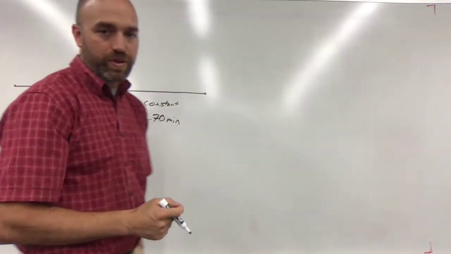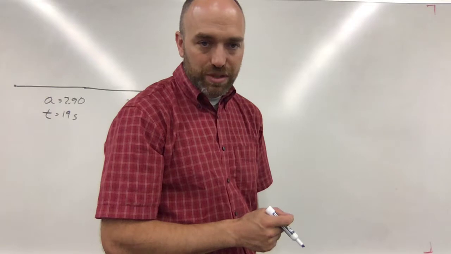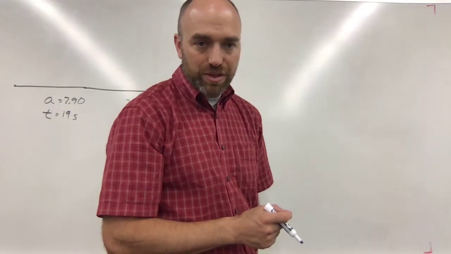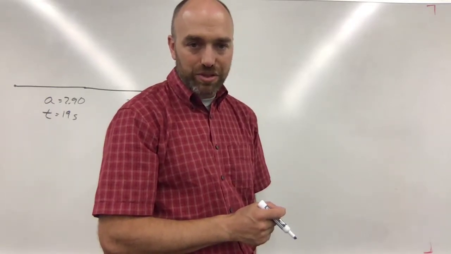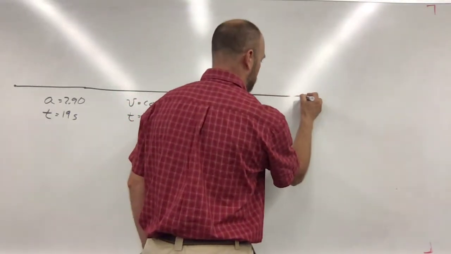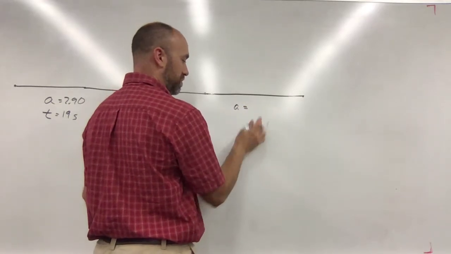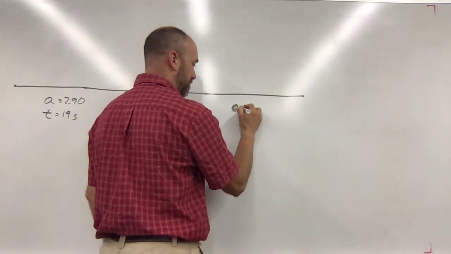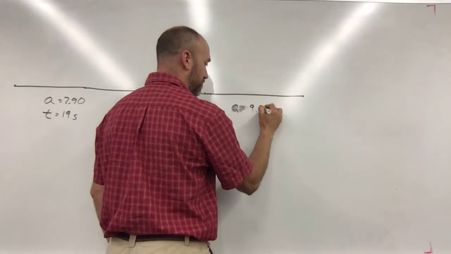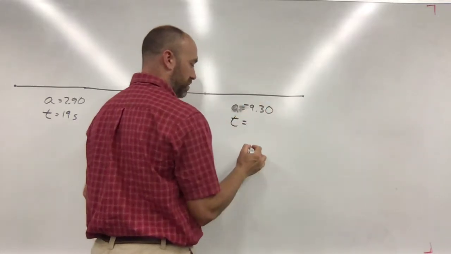2.70 minutes. Okay, and then the third leg, it says it then applies a constant negative acceleration for a certain time period. So then it goes from here to here, and what was your acceleration here? Negative 9.30. Okay, and what was your time? 5.92.